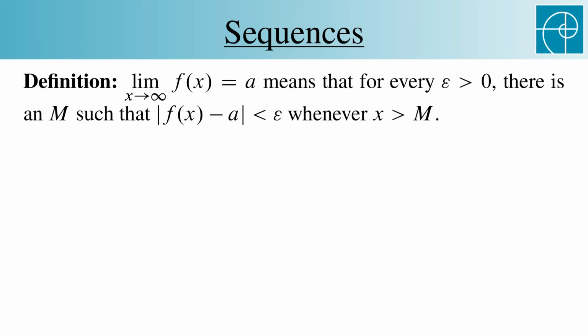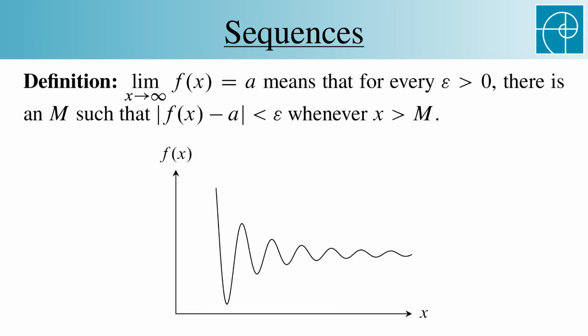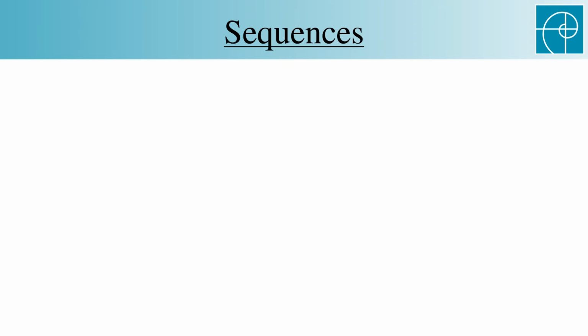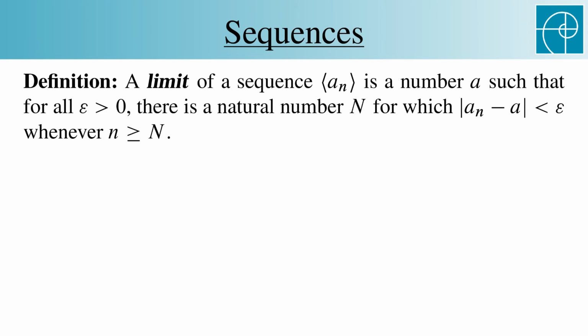To see what's happening with this definition, let's look at this graph of a function. To say that the limit is a means that no matter how narrow a band we put around a, there's a point on the x-axis beyond which the function's graph is entirely within the band from that point on. With this in mind, we define the limit of a sequence a sub n to be a number a such that for all epsilon greater than 0, there's a natural number N such that the absolute value of a sub n minus a is less than epsilon whenever n is greater than or equal to capital N.